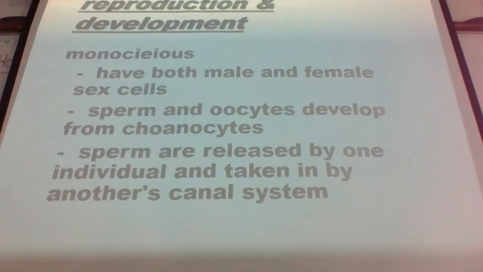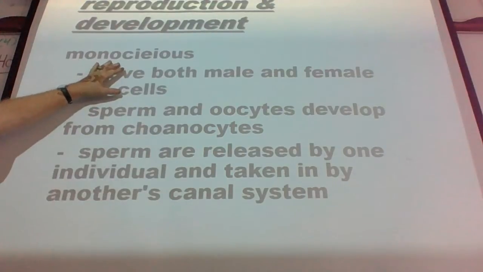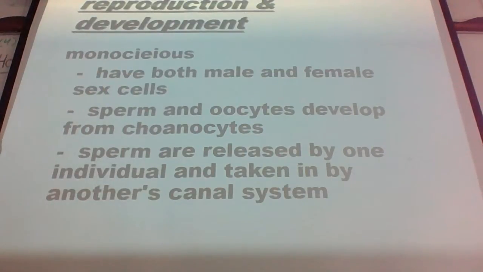And as we continue to move forward in the animal kingdom, we're going to see this process of monoecious, okay? That means these animals have both the male and female sex cells, unlike dioecious, where you have a separate male and a separate female, which it has to be, again, because these animals can't pick up and move from point A to point B.